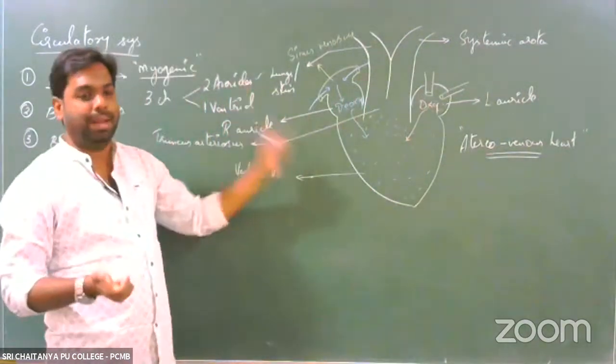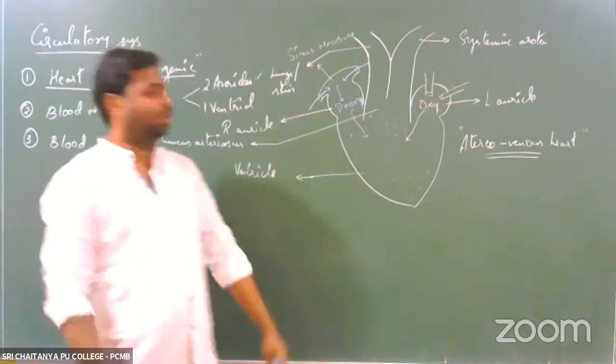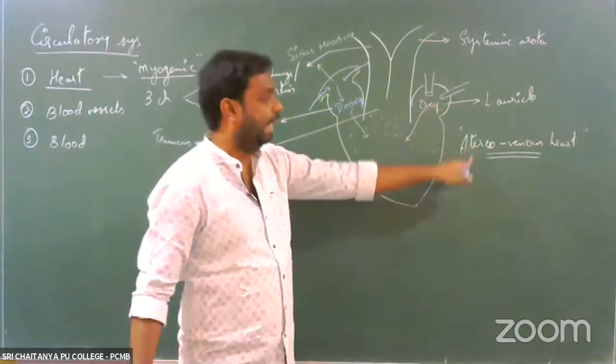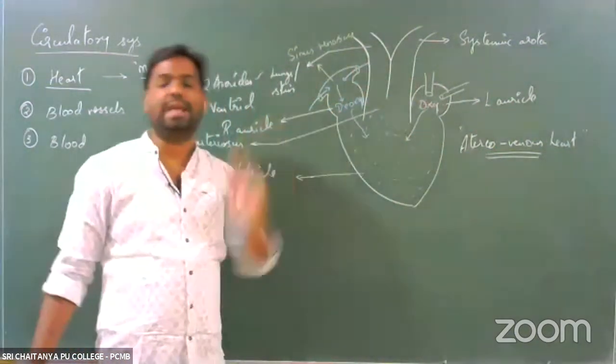But here, the blood that is being pumped to different parts of the body is called mixed blood. That's the reason why we call the heart here the atriovenous heart. Okay? So the type of heart here is called the atriovenous heart.